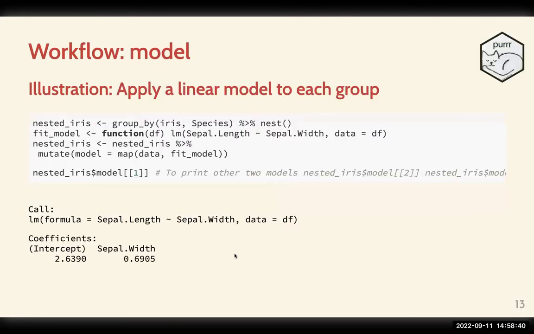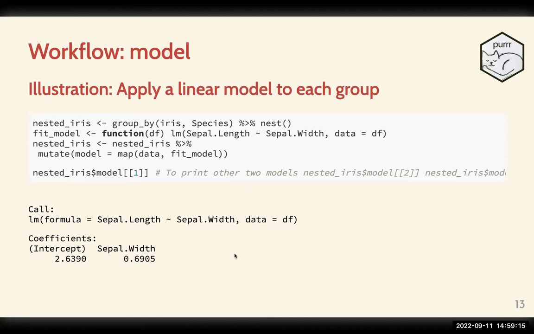The next step is model fitting. Imagine you want to fit a linear model to each group in the iris data set. There are many ways to tackle this problem. You can write code for the first group, let's say setosa, and repeat the code for the other two groups. Or you could do that with a for loop.